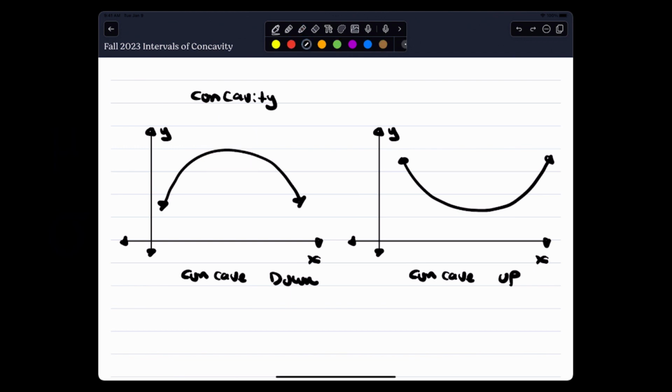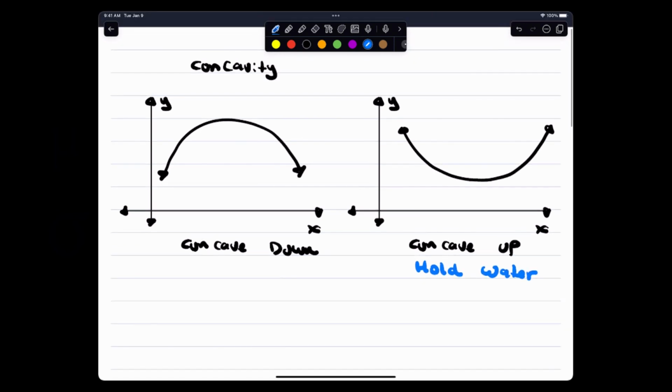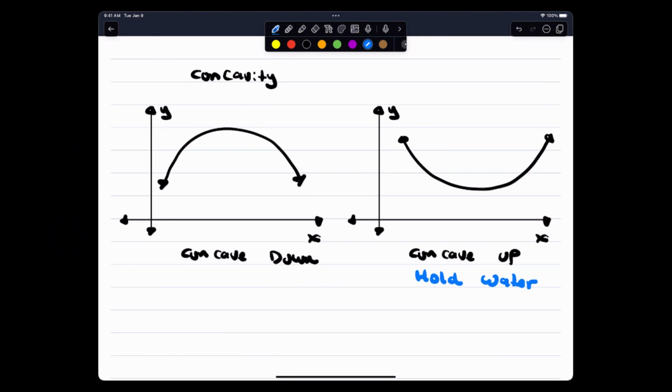Okay, why is this called concave up, concave down? I want you guys to know a couple of things here. Think about rain and whether or not these shapes hold water. Over here on the right, if it rains, the one on the right, being concave up, holds all the water. Is that true? It looks like a cup. And the one on the left, concave down, does not what? Does not hold water. I just want to describe these pictures for you guys.